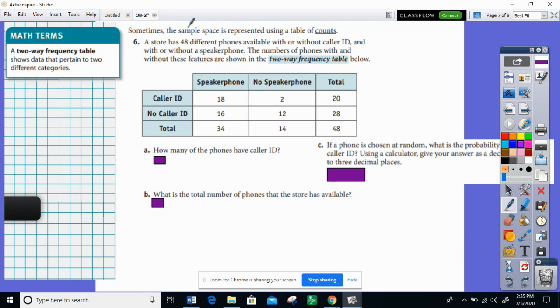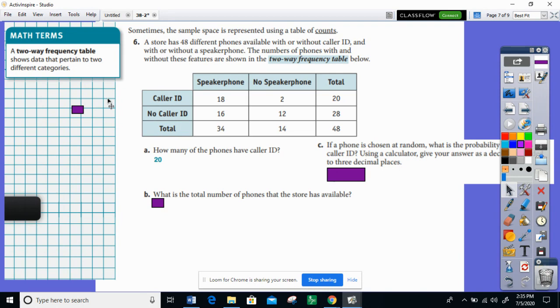So let's read the setup for this problem number 6. A store has 48 different phones available with or without caller ID and with or without a speakerphone. The number of phones with and without these features are shown in the two-way frequency table below. So how many of the phones have caller ID? Well, in this row, there are a total of 20 phones. So that's the answer to part A.